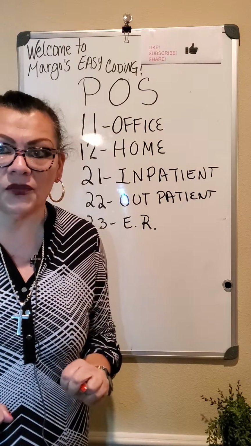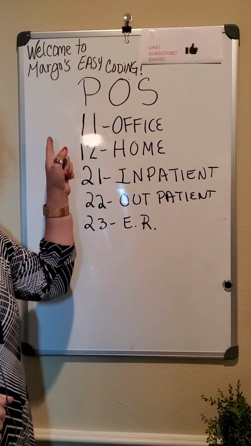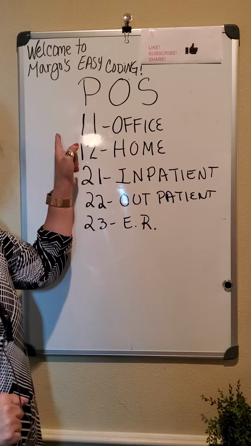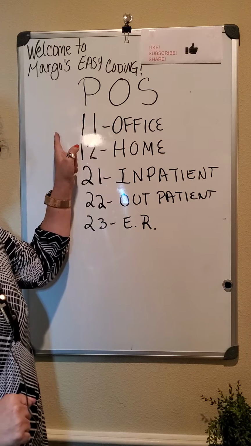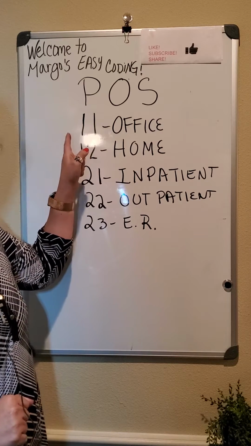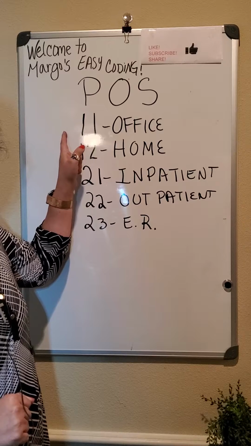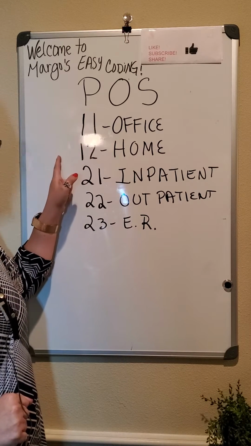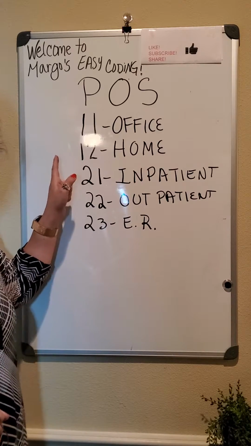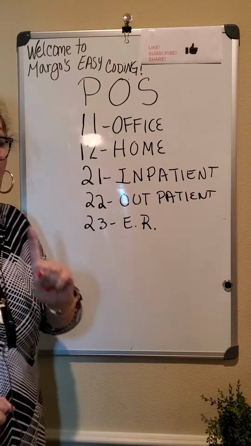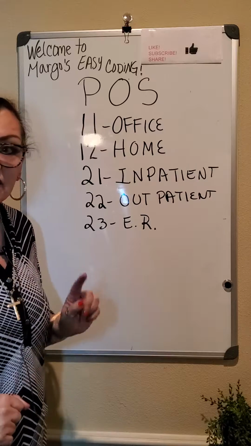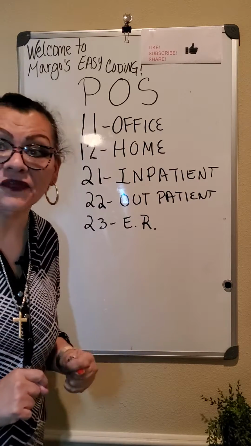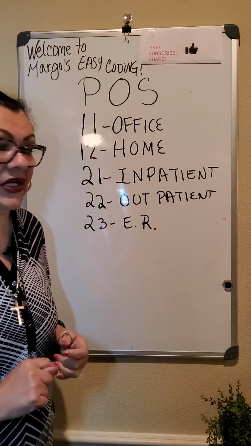The most common are, if the services are performed in the office, you are going to indicate with a code that the office was the place of service and the code is 11. If the services were performed at the patient's home, now there are different types of home. Nursing home, that is a different place of service. Okay?